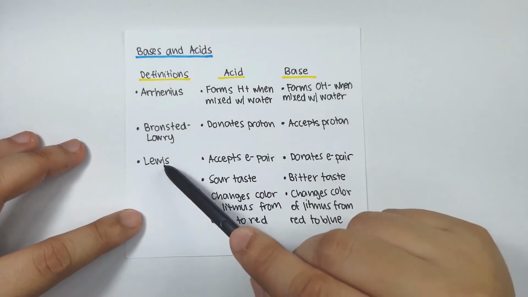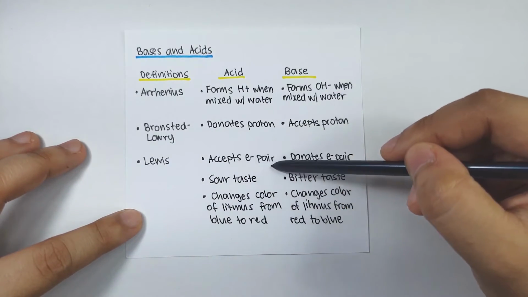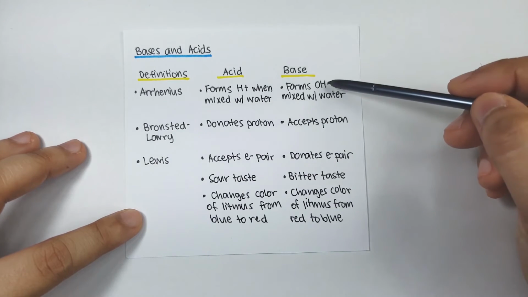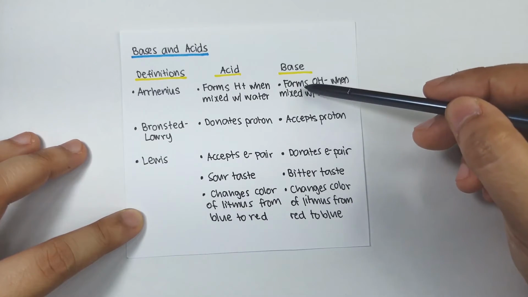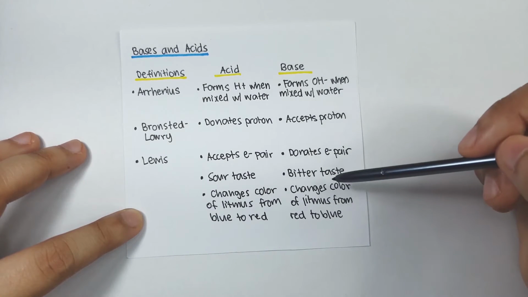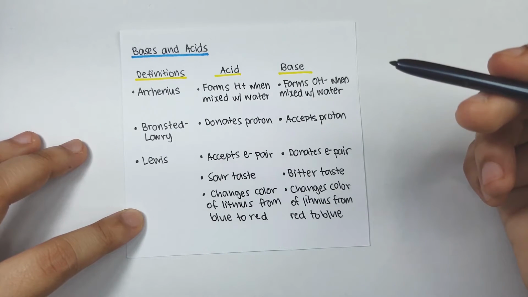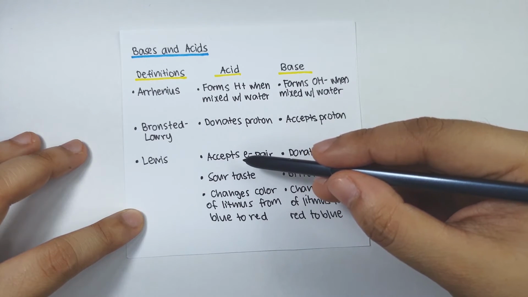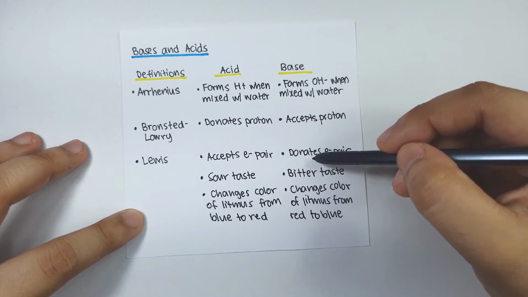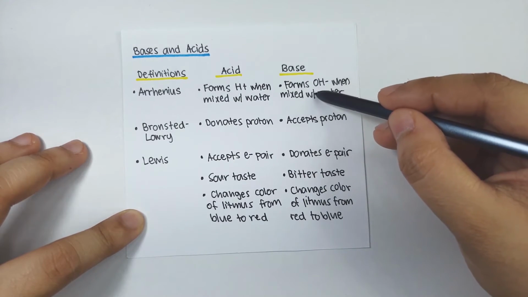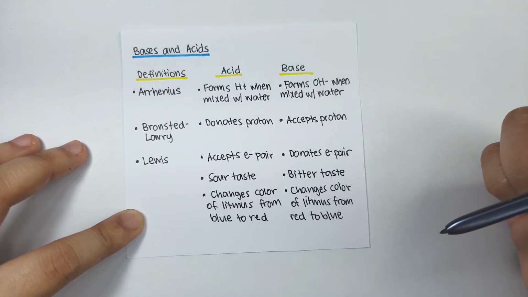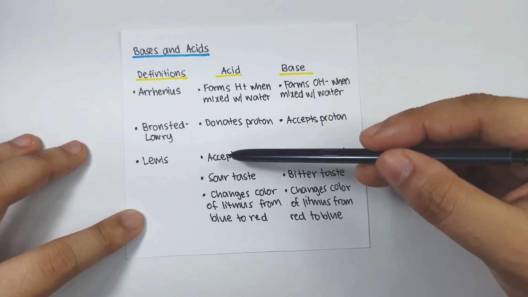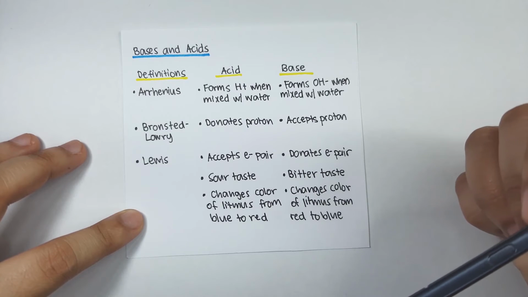Kay Lewis naman, ay either electron pair acceptor or donor ka. So, kapag base ka, di ba bubuo ka ng OH-? OH-. So, question, are you an electron pair donor or acceptor? Electron pair donor ka kasi nag-form ka or bumuo ka ng OH-, negative. Okay? So, ito, kabaliktaran lang. So, electron pair acceptor. Okay?